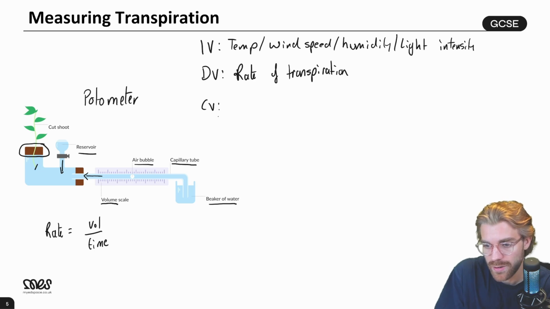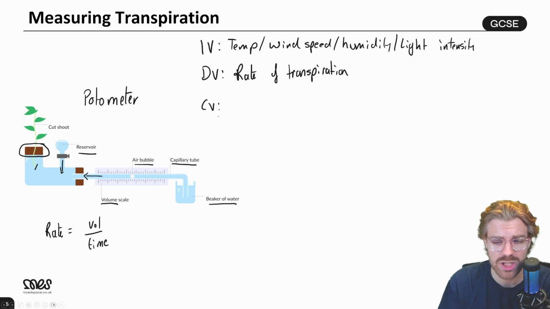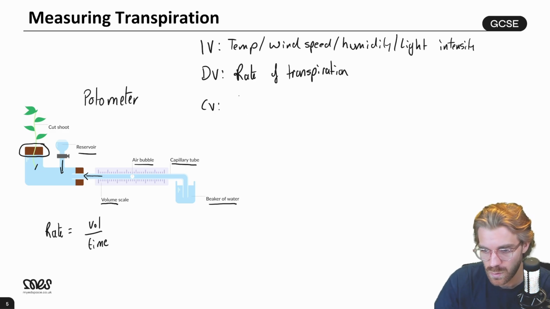Our control variables, well, these are what we need to keep the same. So this is anything else that is going to affect the rate of transpiration. So if we were investigating temperature, we would want to keep the wind speed, the humidity, and the light intensity the same. In addition to that, we want to think about what else is going to affect the rate of transpiration. Well, the size of the plant as well.